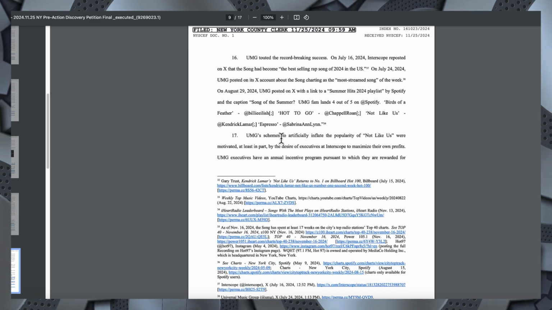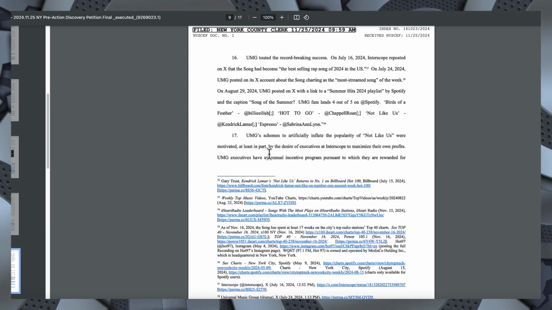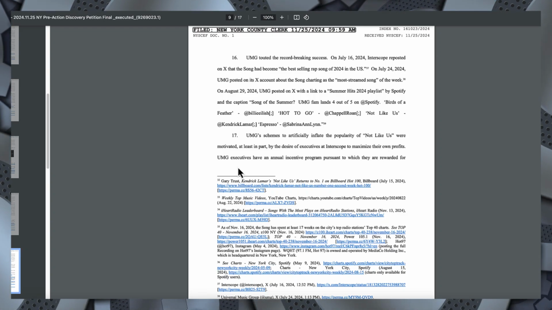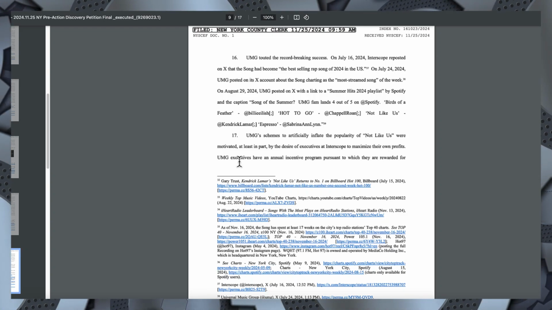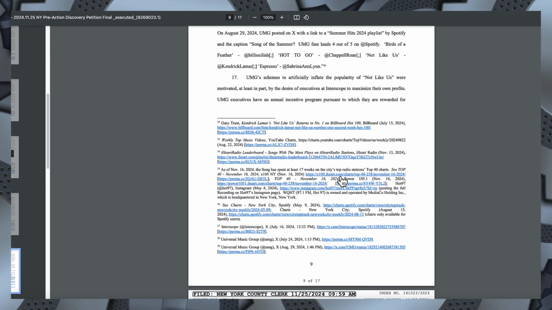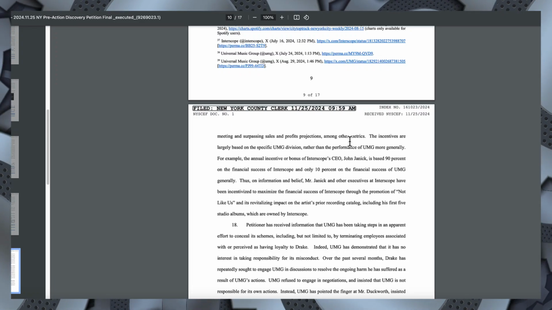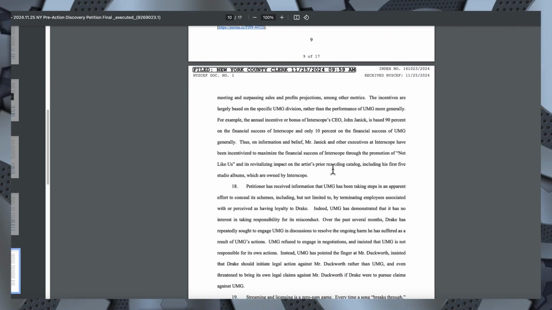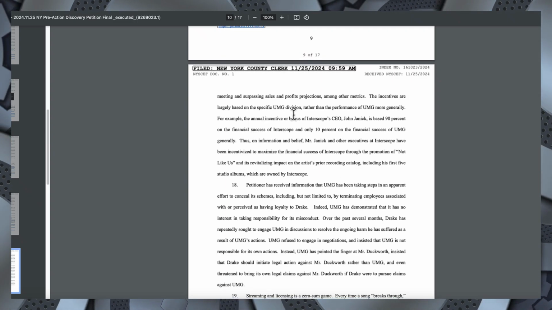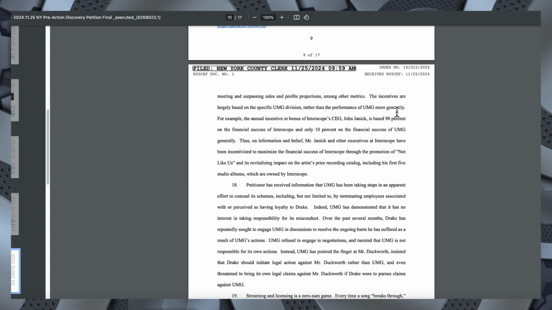UMG's schemes to artificially inflate the popularity of Not Like Us were motivated, at least in part, by the desire of executives at Interscope to maximize their own profits. UMG executives have an annual incentive program pursuant to which they are rewarded for meeting and surpassing sales and profits projections, among other metrics. The incentives are largely based on the specific UMG division, rather than the performance of UMG more generally.